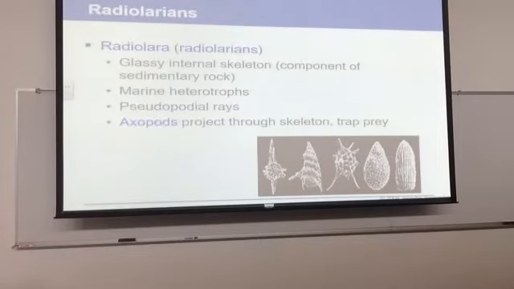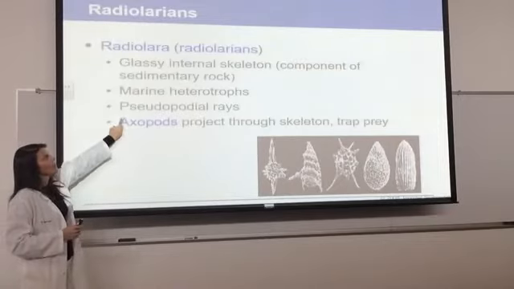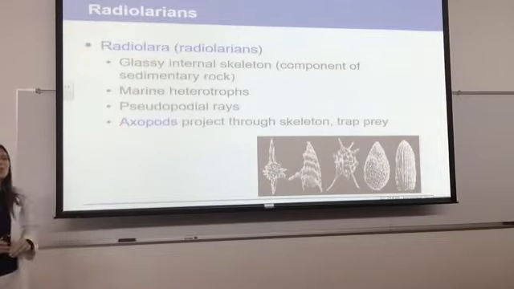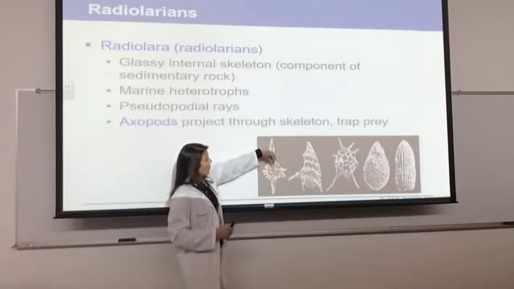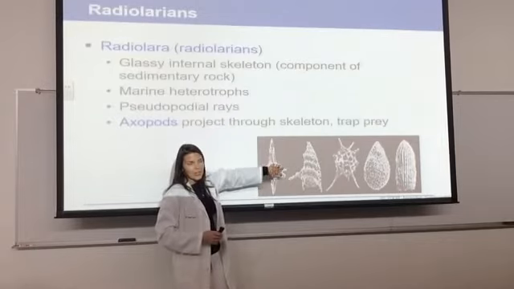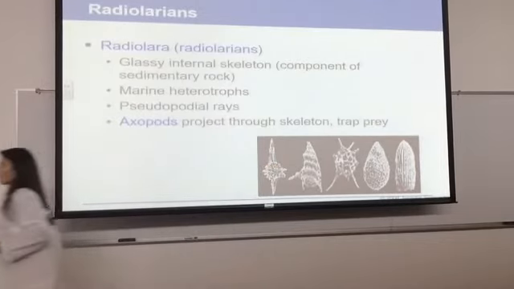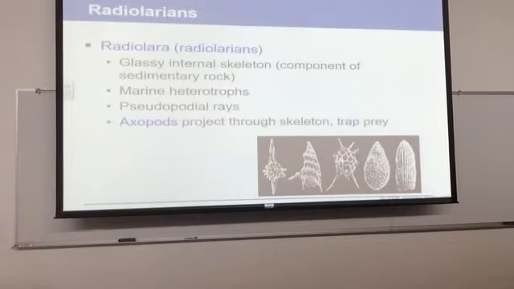So the radiolarians, it talks about the fact that their test or shell is an internal skeleton, and it has the components of sediment. The other one was silicon dioxide. Now you can see a distinguishing characteristic. These are marine heterotrophs, and they use pseudopodal rays. So this is their skeleton, but the amoeba-type organism stays inside of it, and when it wants to eat, it shoots out axopods.